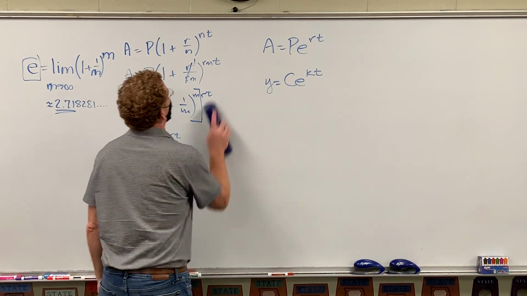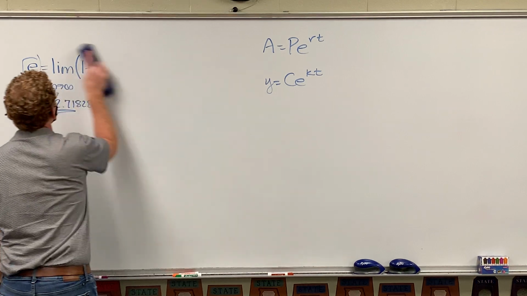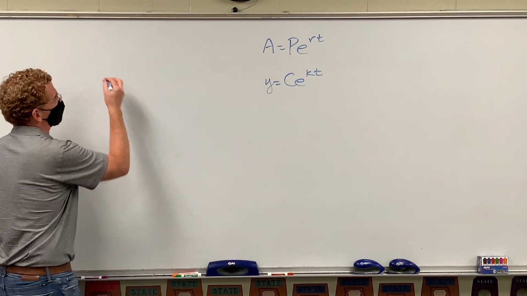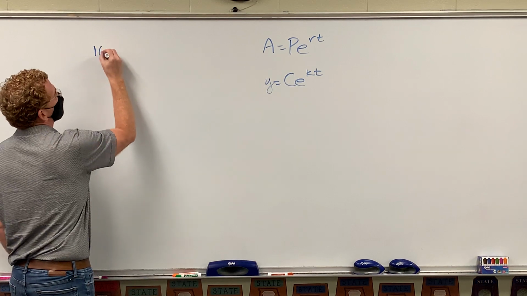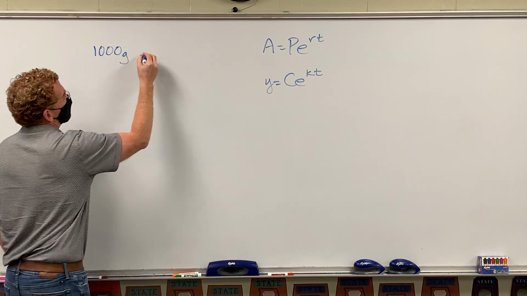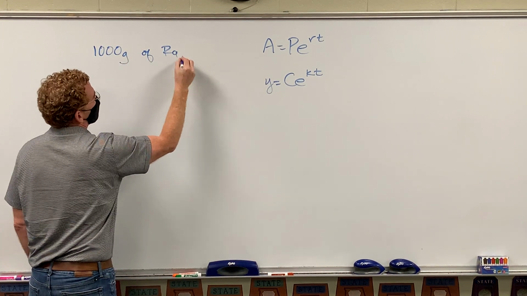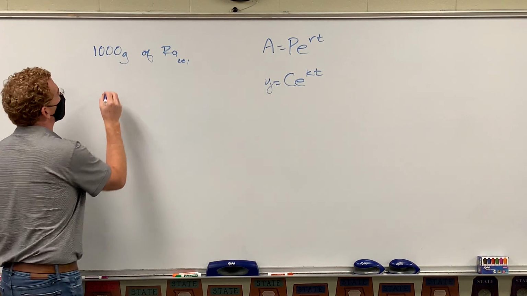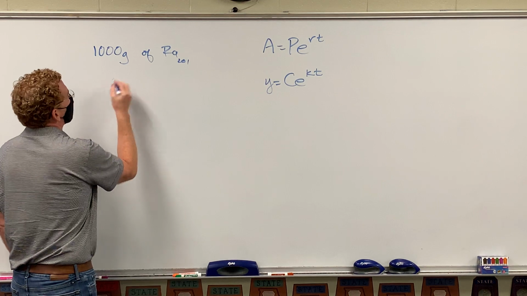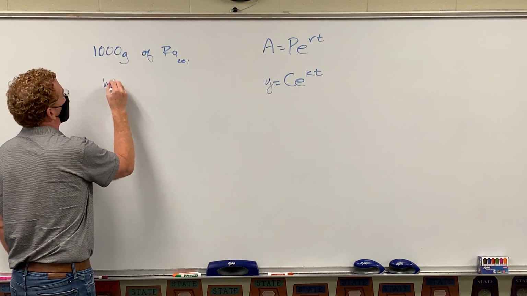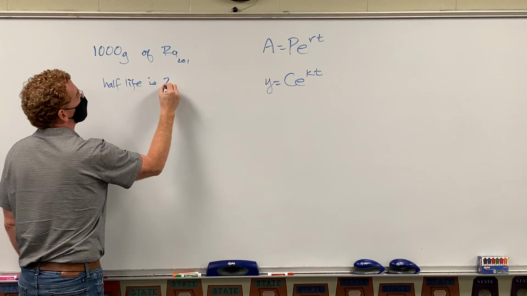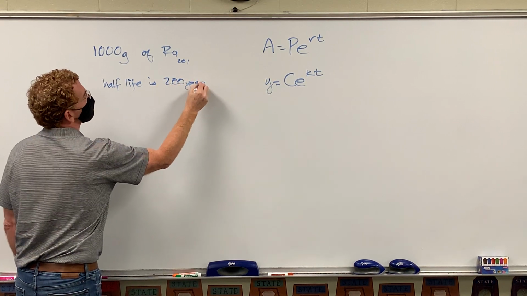And then also when it comes to half-life and things like that, I want to show you a little trick. A lot of times you'll be given stuff like this, like, hey, somebody gave me 1,000 grams of some radium isotope, I don't know, right? And maybe I say something like, hey, the half-life is, let's just say 200 years.